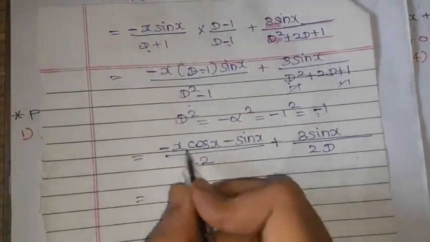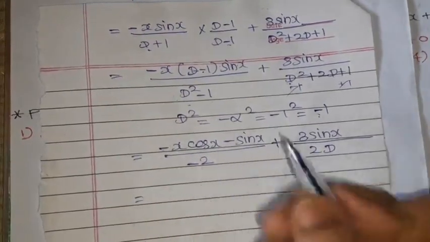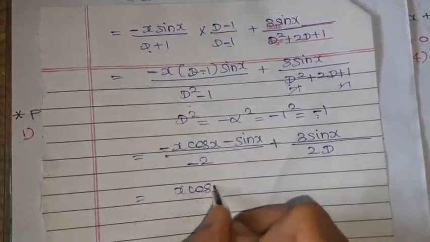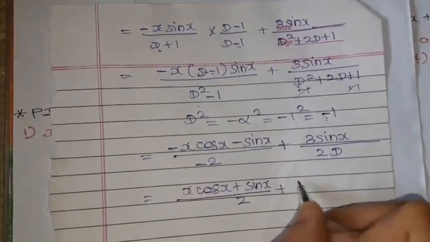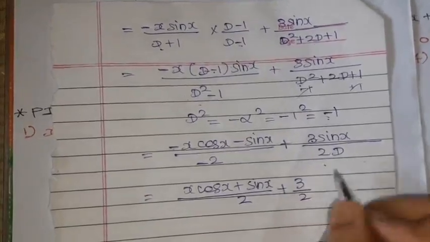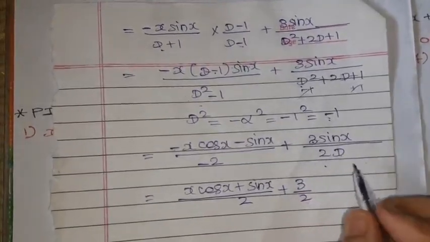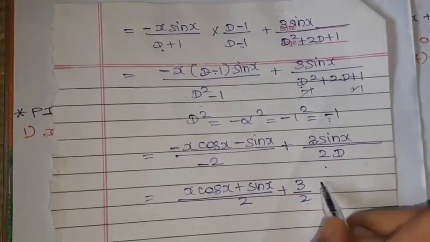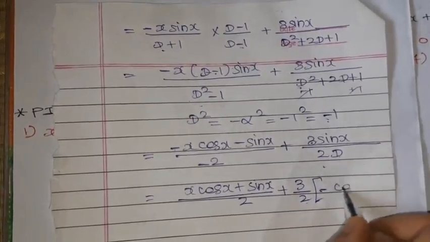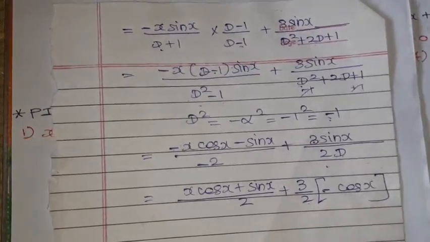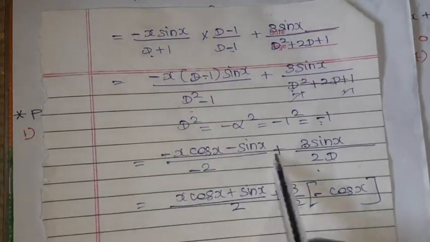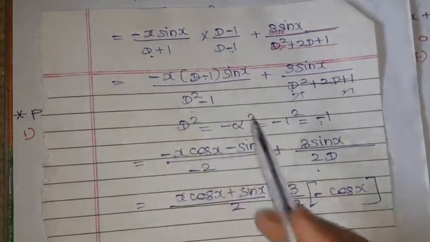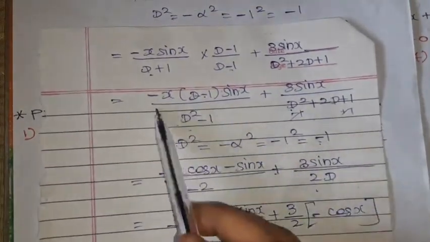So take the minus sign outside. Here in the numerator I made one mistake. Numerator: minus x into minus x cos x plus sin x by 2, 3 by 2. I will tell you what the mistake is. 1 by d denotes integration. Whenever d, the differentiation d by dx, is in the denominator, 1 by d represents integration. So the integration of sin x is minus cos x, that is 3 by 2 into minus cos x. So here I made one mistake.